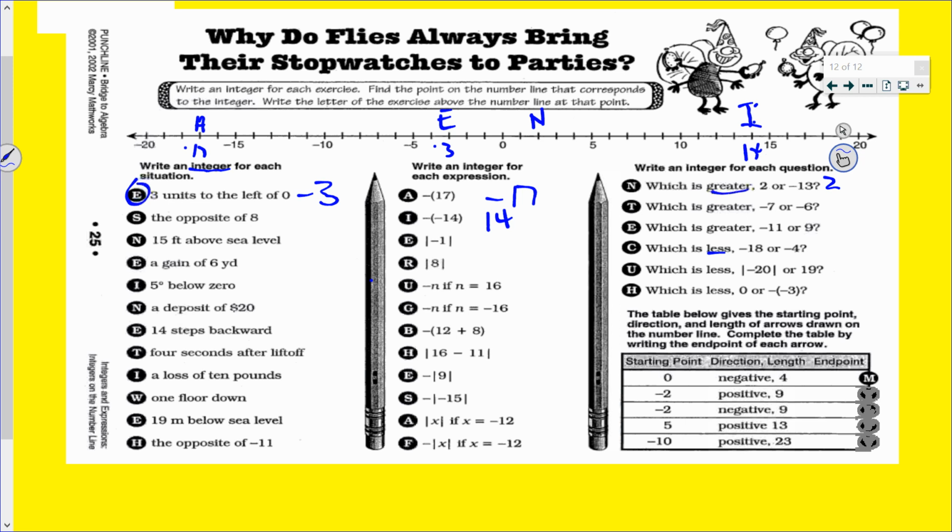Make sense? The one that's probably the most confusing is this last set. So the table gives a starting point, direction, and length for arrows. Once you get to the end of the arrow, you put the letter. So I'm going to start at 0, so starting right here. I'm going to go in a negative direction for 4 spaces. So I go left, 1, 2, 3, 4, draw my arrow. That is where the letter M goes. Make sense? So that just gives you your starting point, what direction you're moving, for how many before you put your letter.